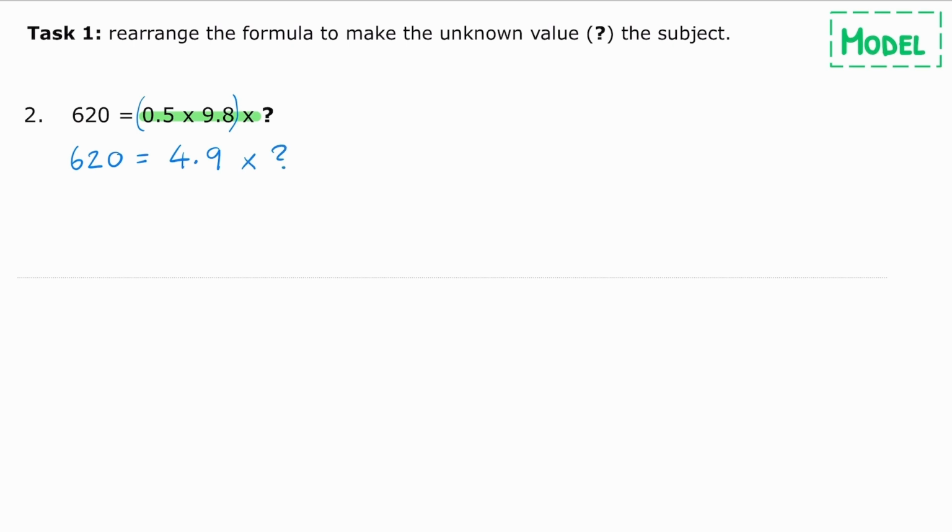From here, we can rearrange just like we did in question 1. To isolate the unknown value, we apply the inverse operation. Since it's been multiplied by 4.9, we divide both sides by 4.9.